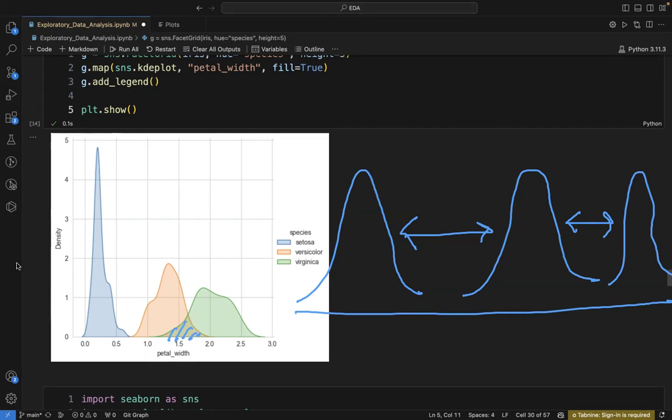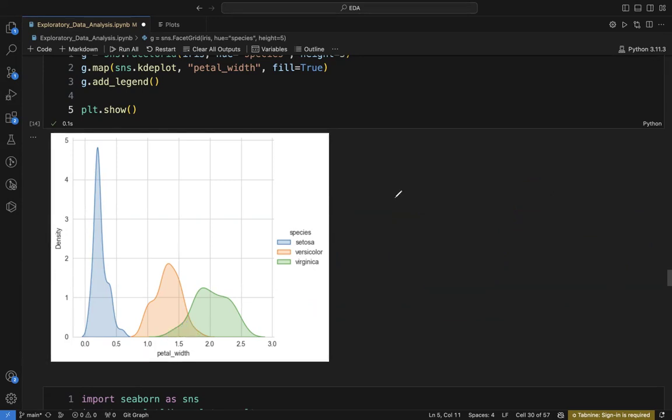if I have to choose between petal length and petal width, this is my petal length and this is my petal width. So I would probably pick petal length, because at least setosa is well separated from my versicolor and virginica in petal length. So that's why I'm going to pick petal length as my feature.